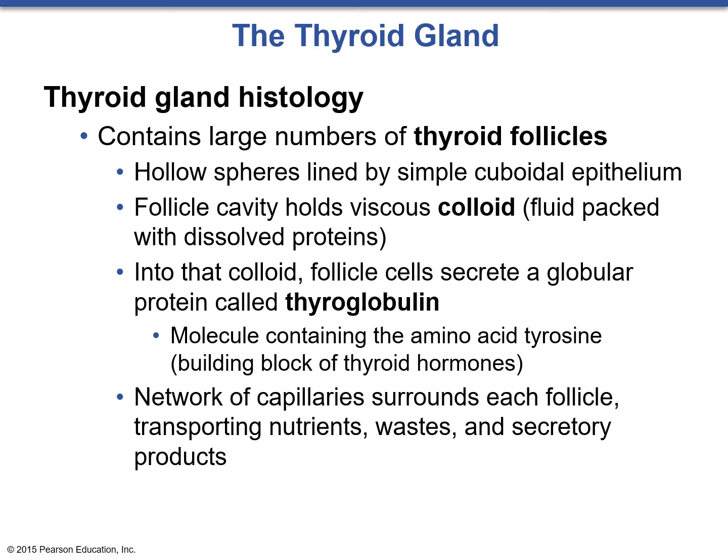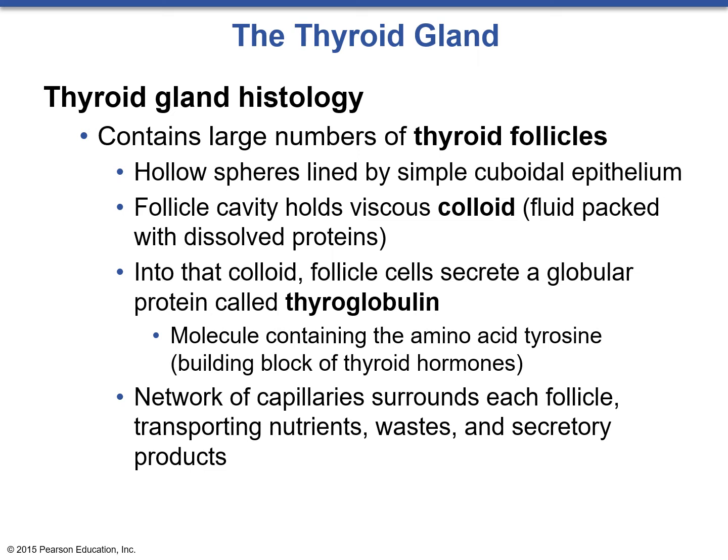From a histological perspective, the thyroid gland contains a large number of follicles. Follicles are hollow spheres that are lined by a simple cuboidal epithelium, and each follicle cavity holds a viscous colloid. Colloid is a fluid packed with dissolved proteins. Into that colloid, follicle cells secrete a globular protein called thyroglobulin. So the colloid itself is filled with thyroglobulin. This is a molecule containing the amino acid known as tyrosine. Tyrosine is important because it is the building block of thyroid hormones.